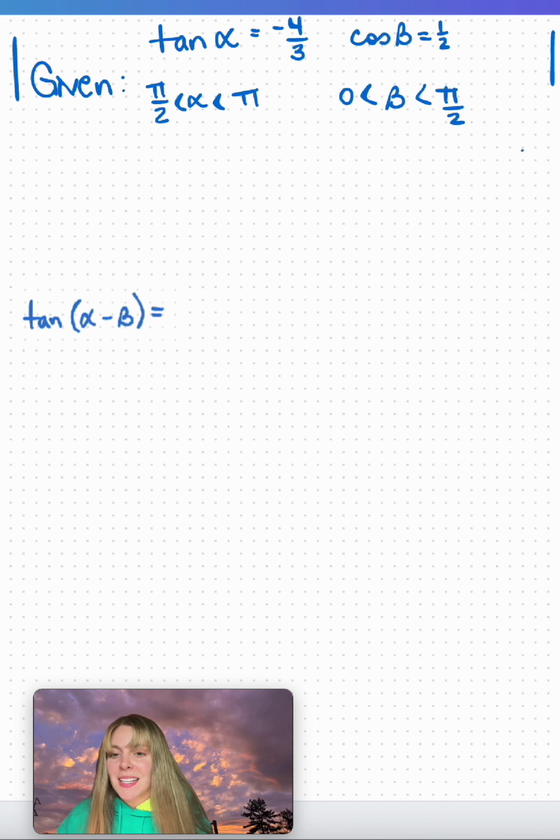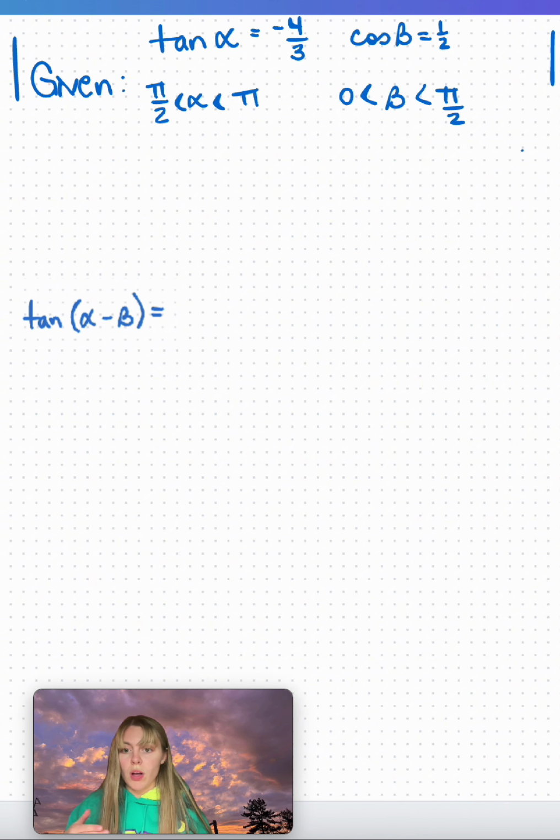Okay, this is a trigonometry video on using the sum and difference formulas and how to rationalize those answers. So here we go, we get this given information. They tell us tangent of alpha is -4/3. They give us the domain of alpha. Cosine beta is 1/2. They give us the domain of beta. And I am going to find tangent of alpha minus beta.